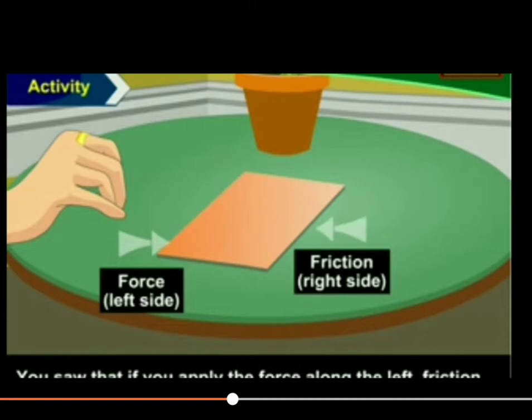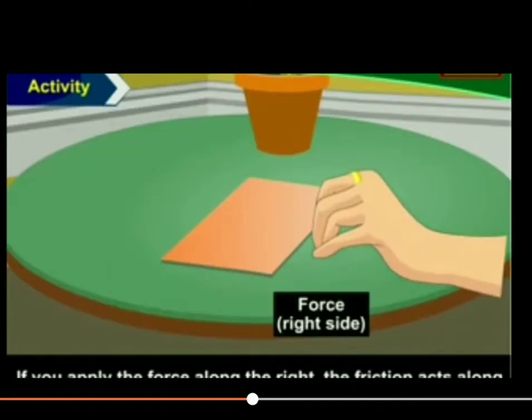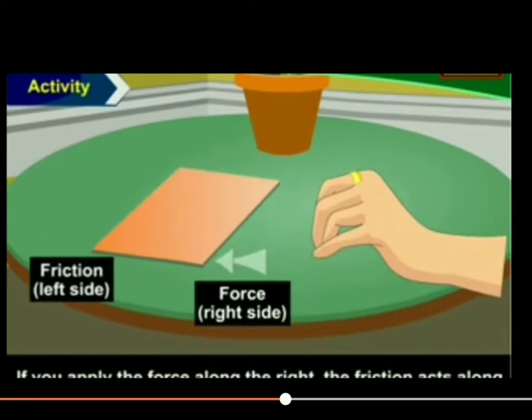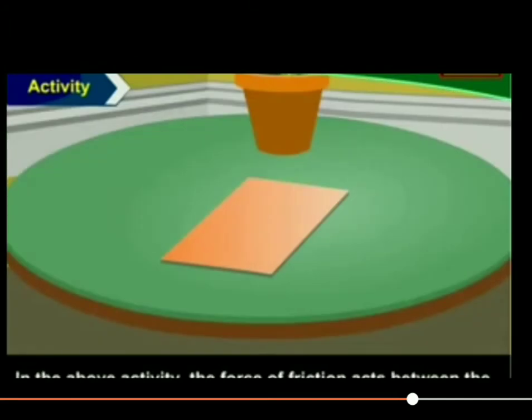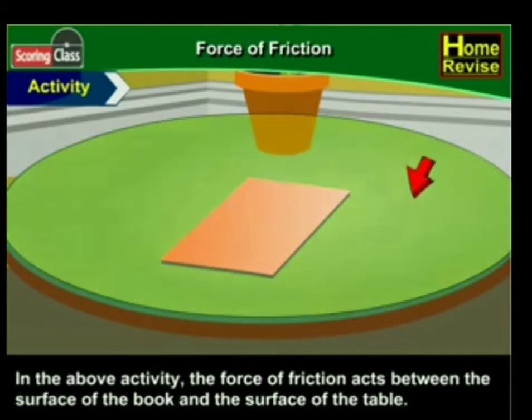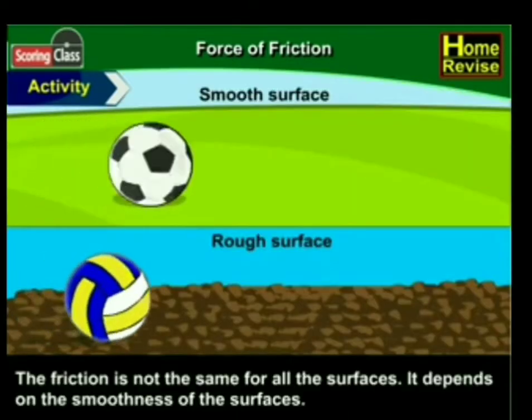Next we will see the book moved from the right side. It is pushed from the right side, the book moves and it stops because the friction acts from the left side. So they are telling that if you apply force along the right, the friction acts along the left, and if the force is along the left, the friction will be along the right. And also there is friction between the surface of the book and the surface of the table.